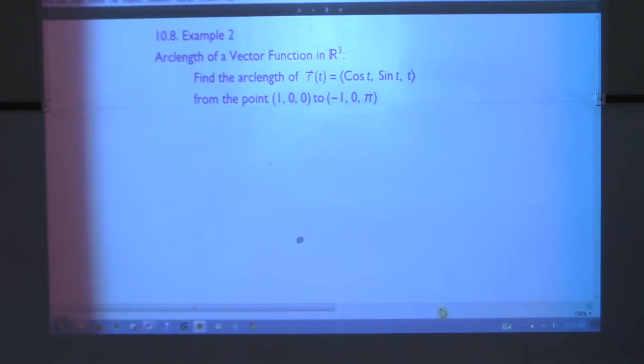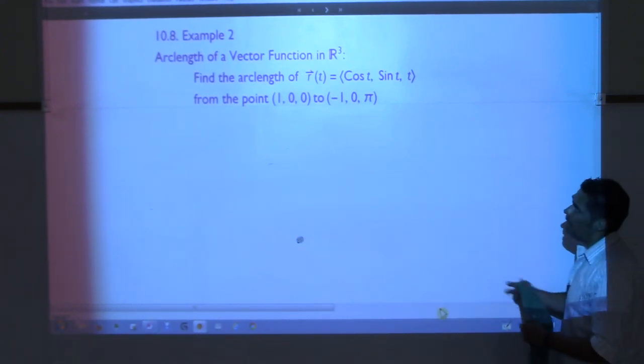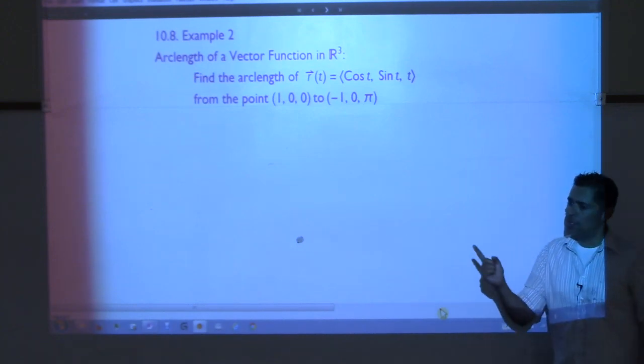We talked a little bit about this vector function last class. This draws a spring.